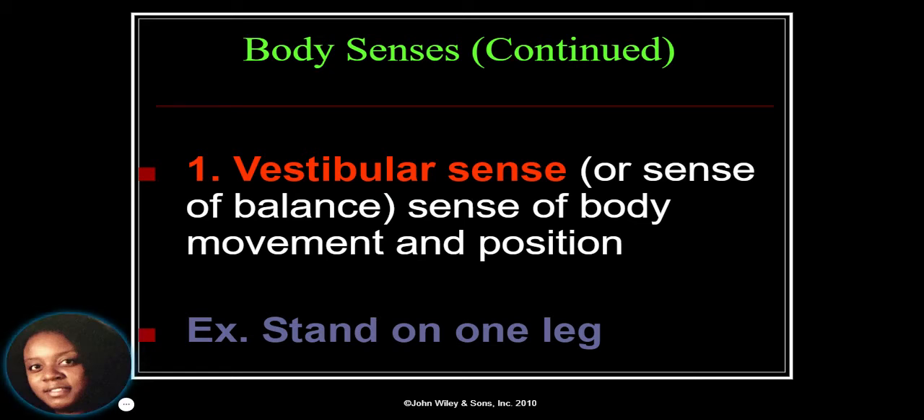There are various body senses as well. The vestibular sense is your sense of balance, your sense of movement and position. Your vestibular sense works because you can sense where you are. If everybody stood up right now, they could stand on one leg. They could activate their vestibular sense and sense their body.